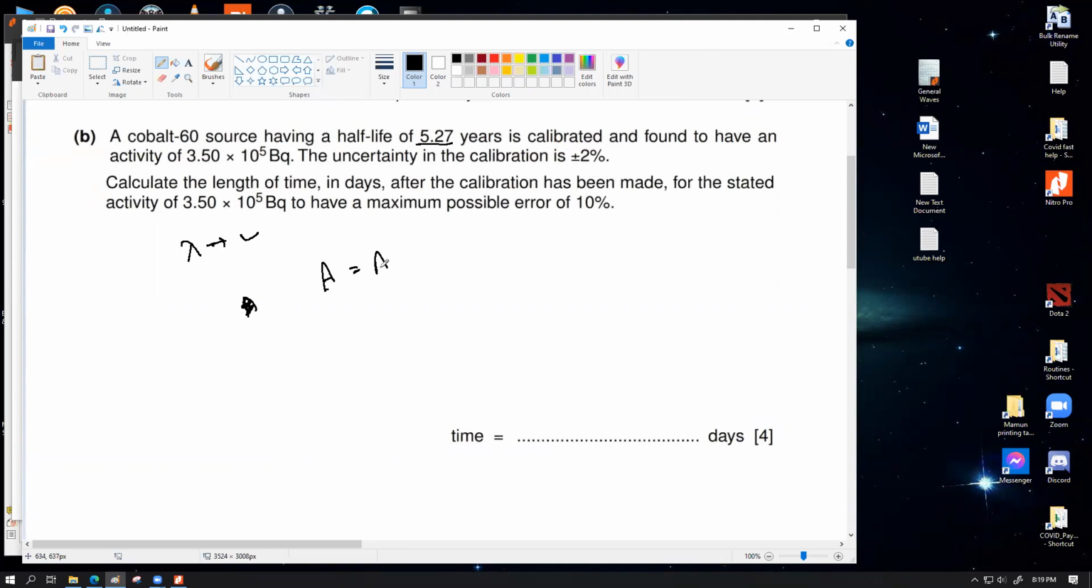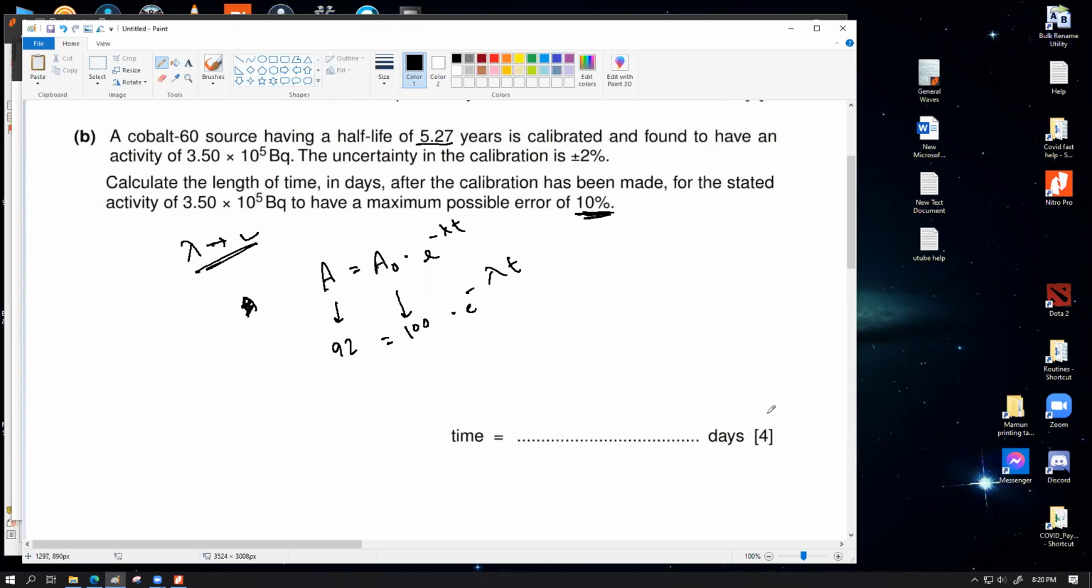Just a second. Activity equals initial activity times e to the power minus lambda t. This is the decay equation for radioactive processes. So after this time, when the error becomes 10%, this activity should become 92, where the initial activity is assumed to be 100, times e to the power minus lambda t. Lambda can be obtained from the half-life information, and you're trying to calculate t. So that's basically what this calculation is all about.